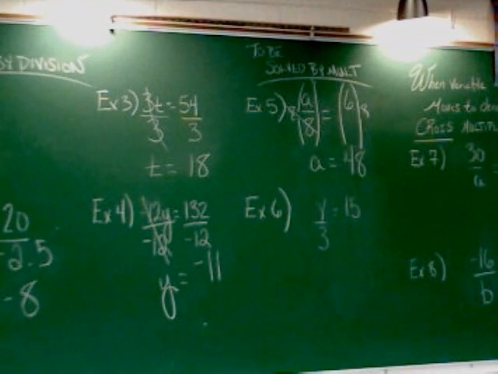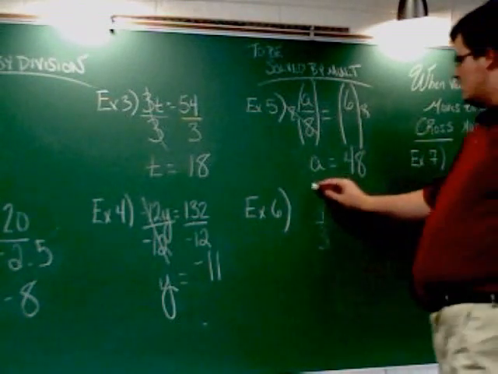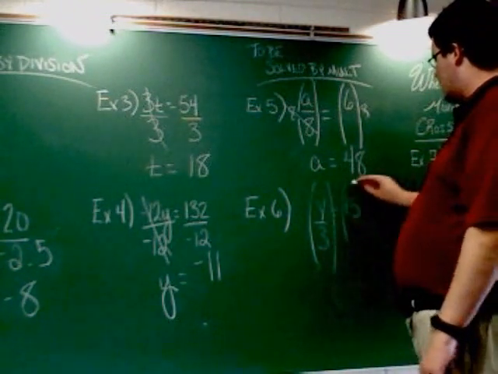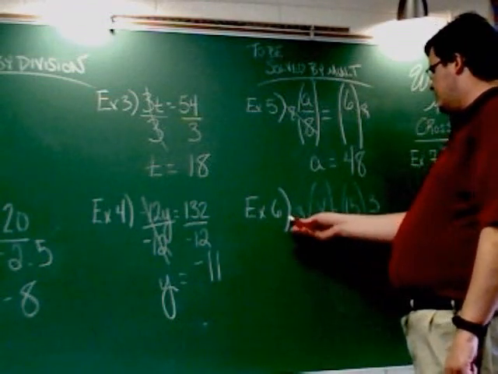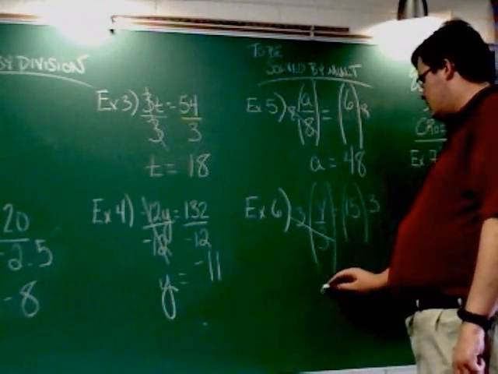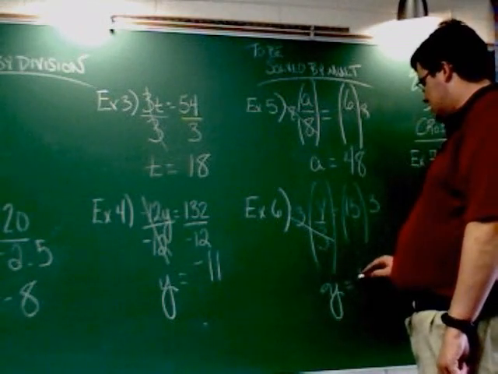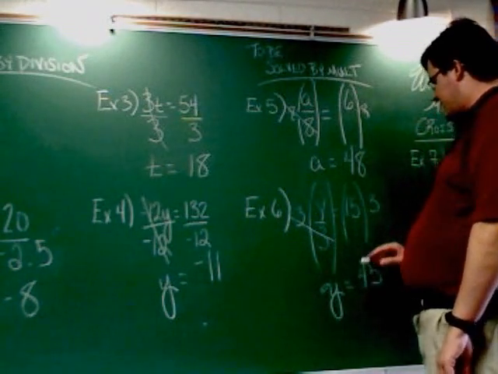Y over 3 equals 15. How am I going to solve this problem? Kaylee? Divide by, or multiply by 3. Multiply by 3. Alright, so the 3's cancel on the diagonal, and I've got y equals 45.